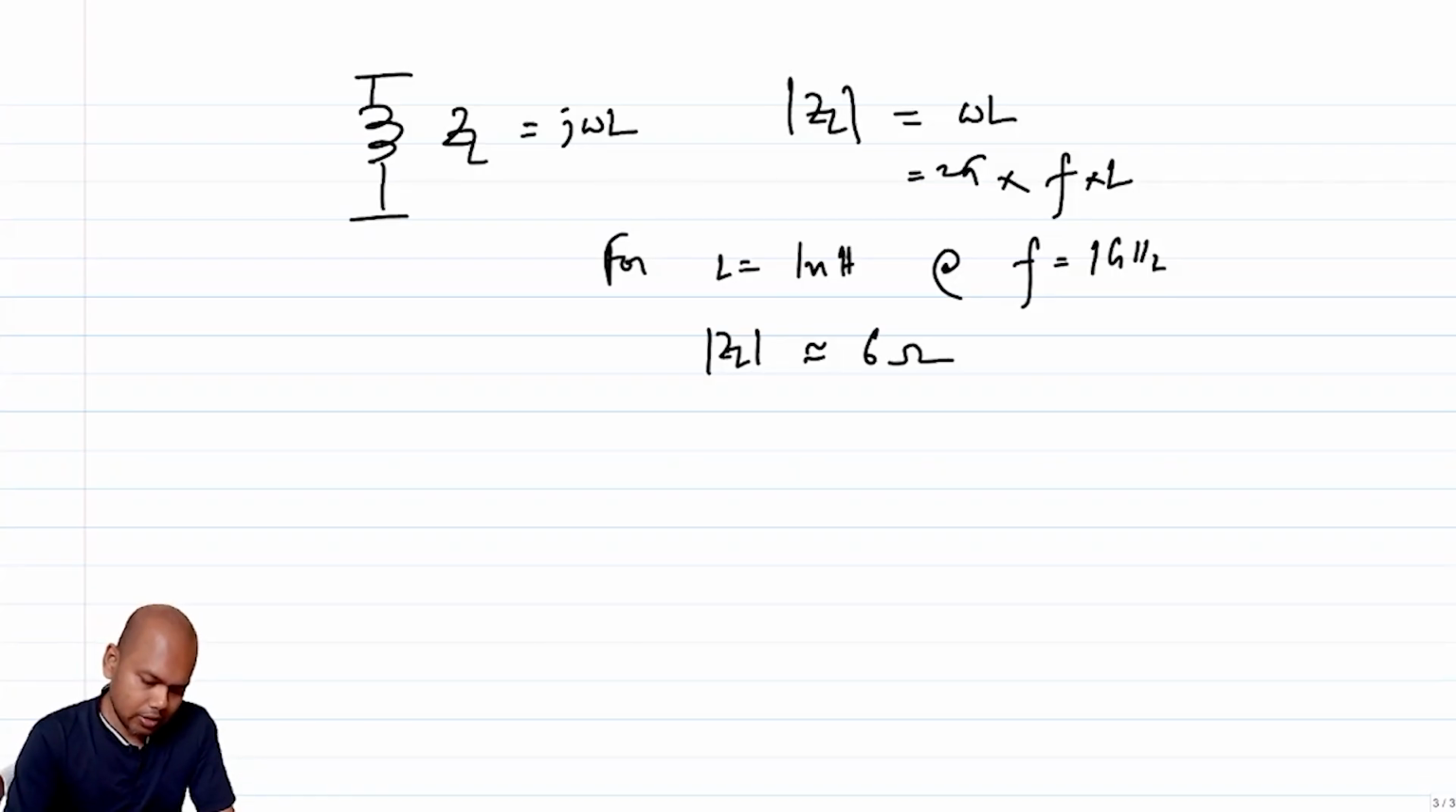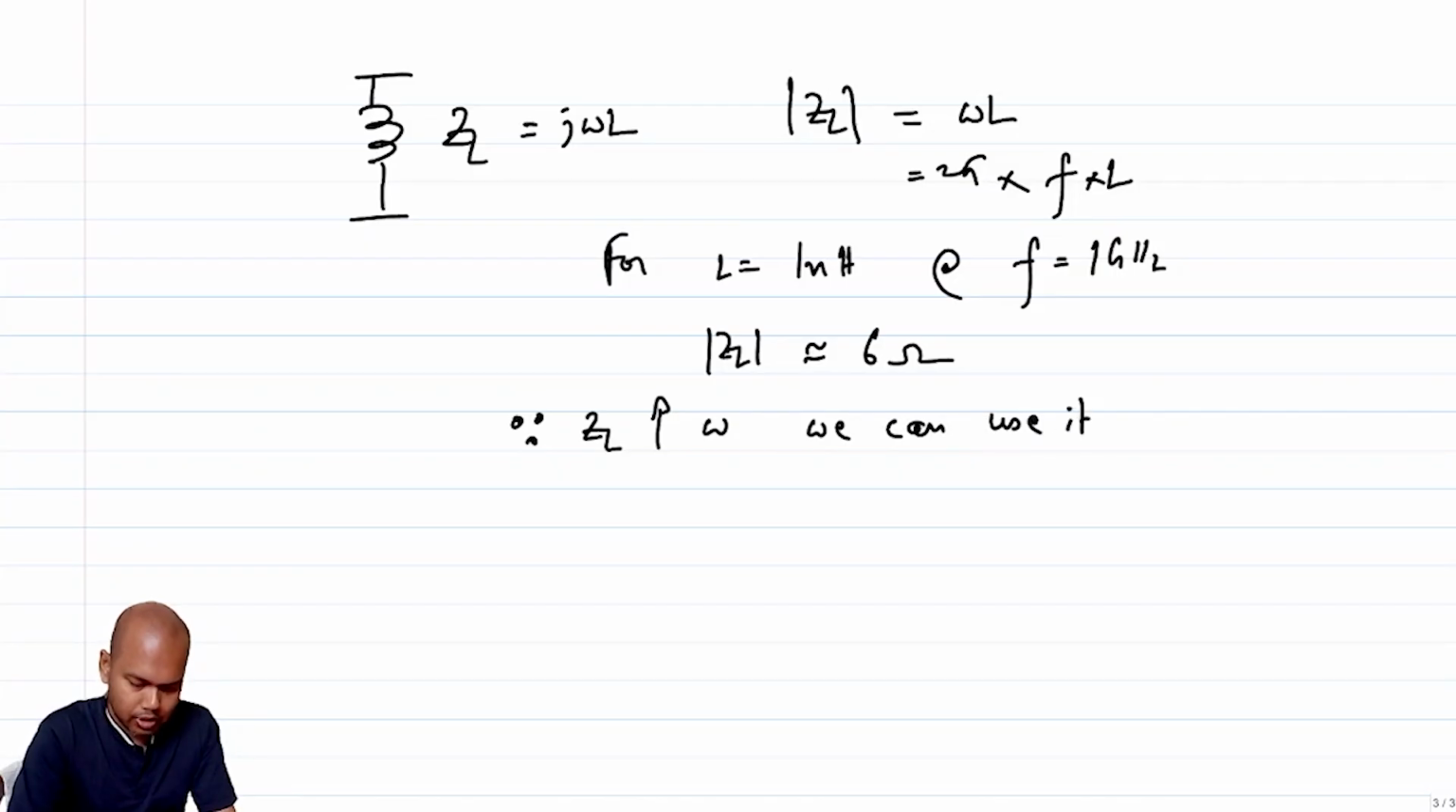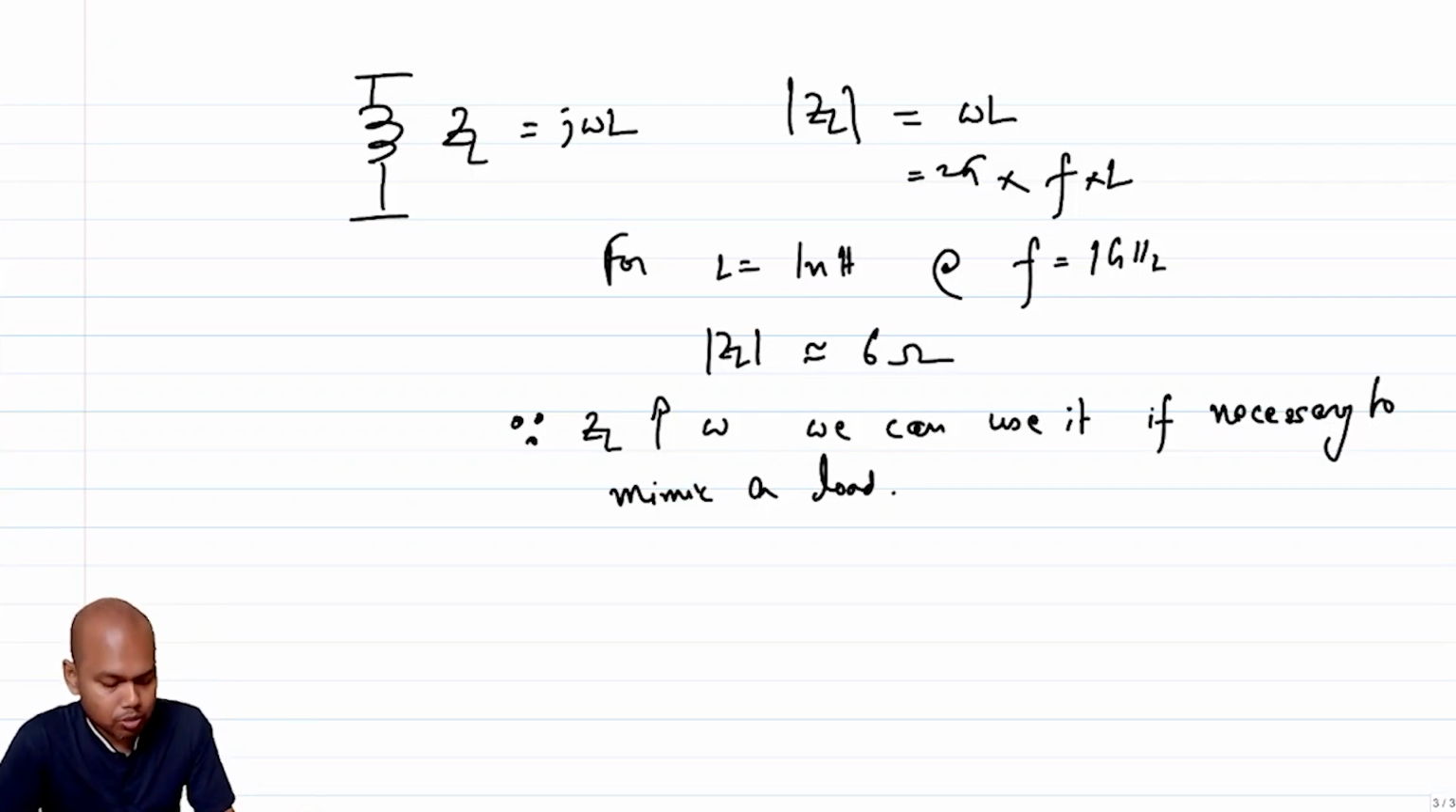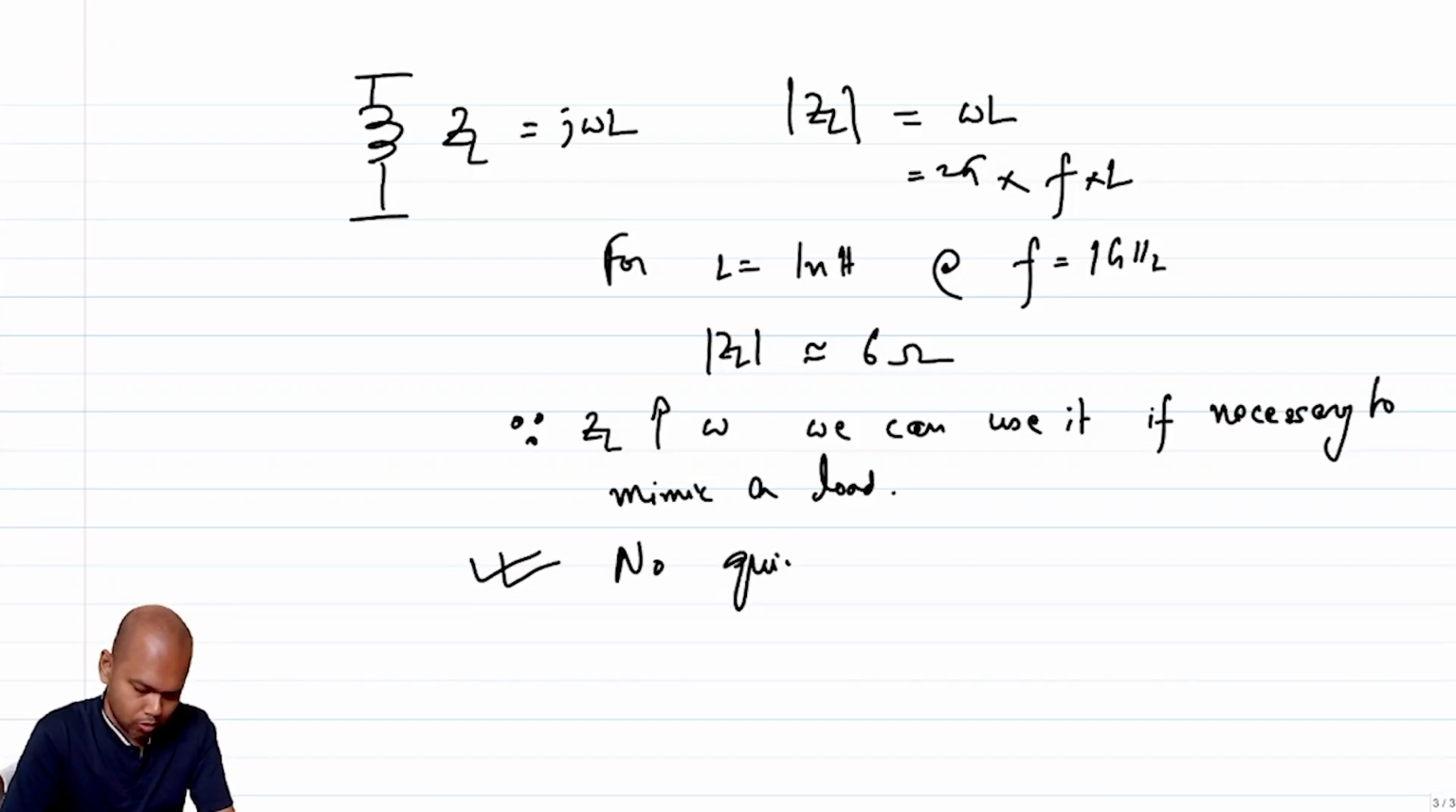So since ZL increases with omega, we can use it if necessary to mimic a load. But why would you like to at all use ZL to mimic a load? We would like to use it because it does not have any DC voltage drop, right? So the good thing, the big positive, is no DC voltage drop.